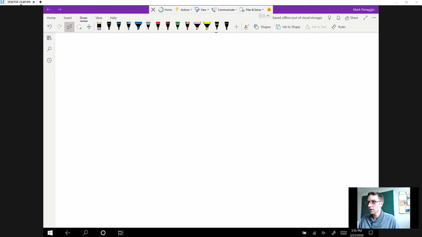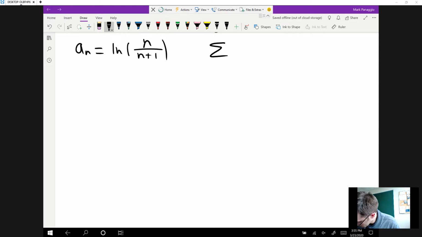And the one that we're going to look at now is what's called a telescoping series. All right, so rather than giving you a general framework, let me just give you some examples. So let's start with the sequence a_n equals ln of n over n plus 1. Okay, and what we would like to figure out is what is the sum from n equals 1 to infinity of a_n.